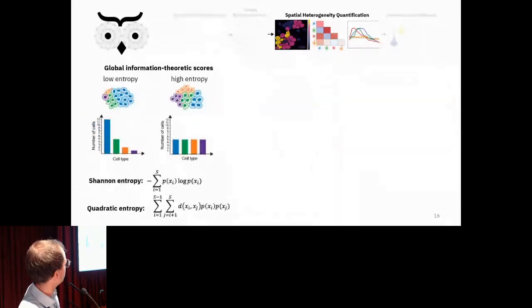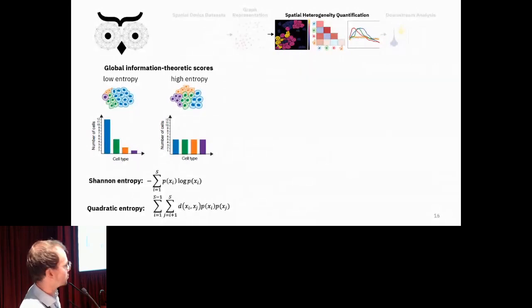Next, we also implemented several so-called information theoretic scores. So these are entropic scores that try to quantify the heterogeneity in the sample based on the number of cell types that are in the sample, and also the abundance of each cell type. Sorry, and here you can see one with a low entropy and one with a high entropy.